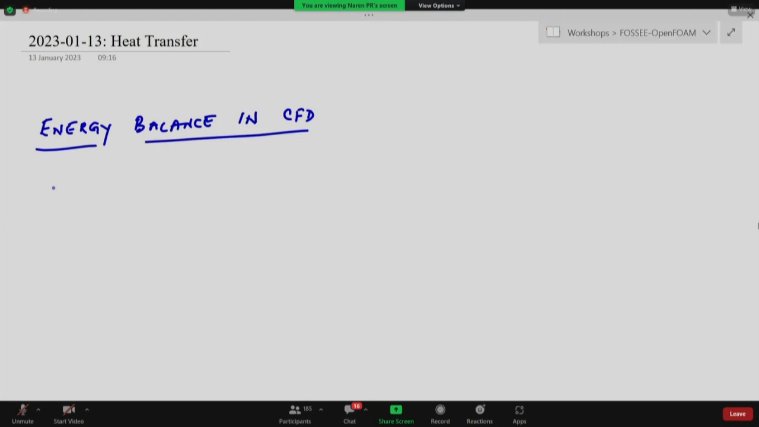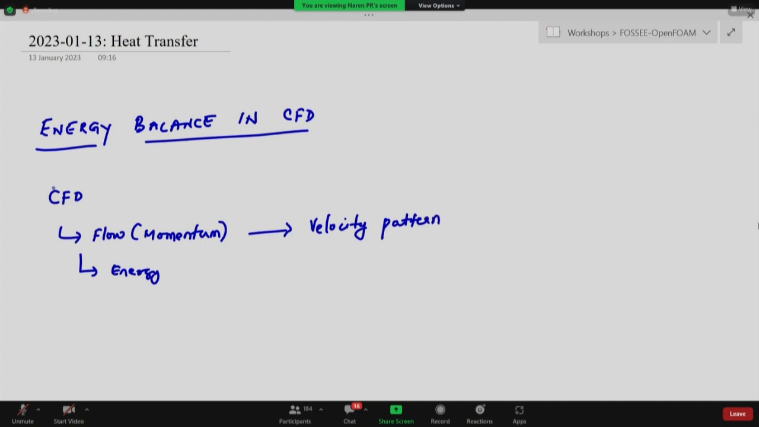Now, what we know as of now in CFD is all about solving flow. Primarily it only solves flow. But we don't have only flow. Along with flow, we need to solve for energy. So this flow is nothing but momentum, right? Now, why do we solve this momentum equation? Because we want to get the velocity pattern. If you ask why we need the velocity pattern: because this velocity pattern affects the performance. Performance typically means engineering characteristics of that particular equipment.